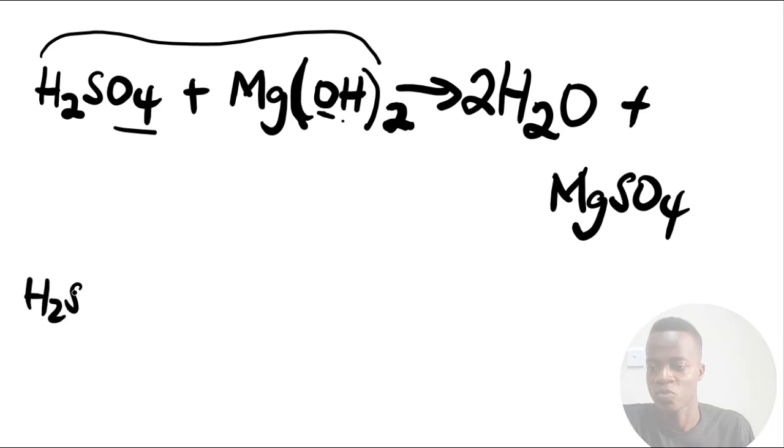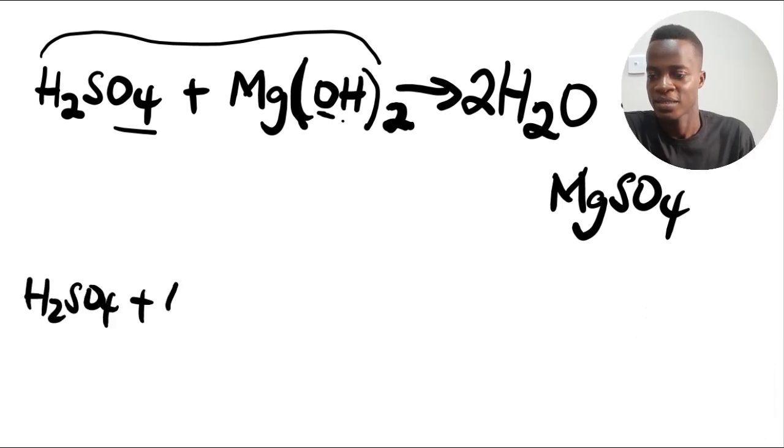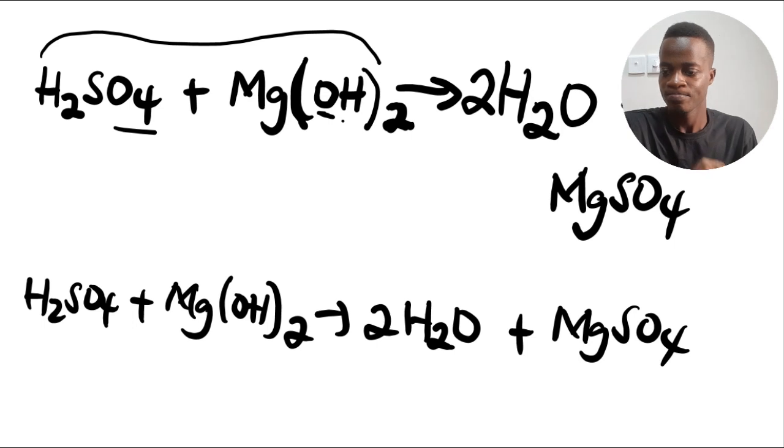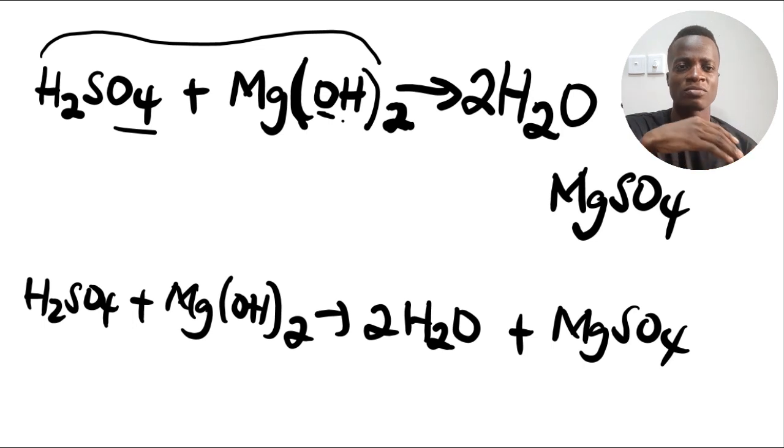Basically, this is what we have at the end of the day. So H2SO4 plus Mg(OH)2 will give us 2 molecules of H2O plus MgSO4. Yeah, so this is the basic thing you have to do. But we took the elements one by one, right?